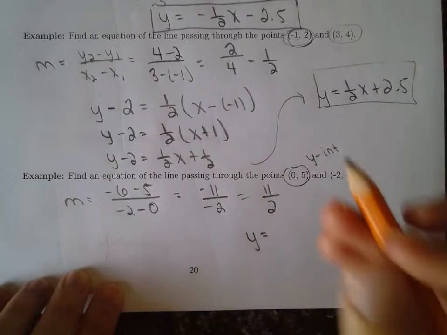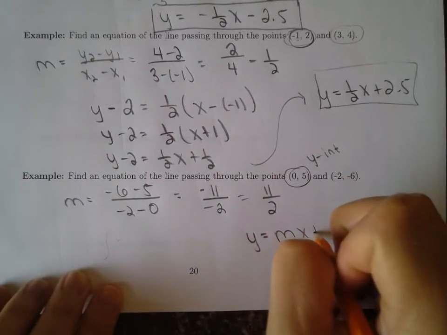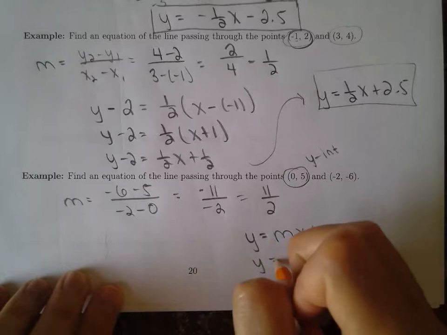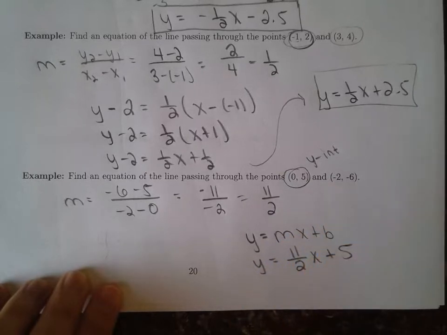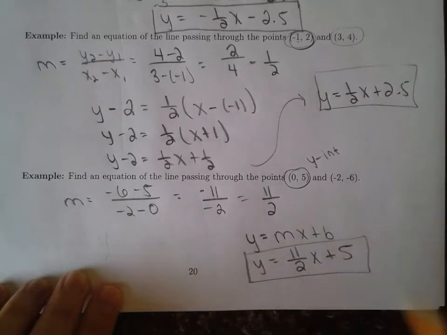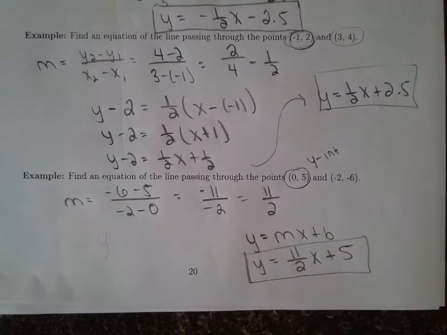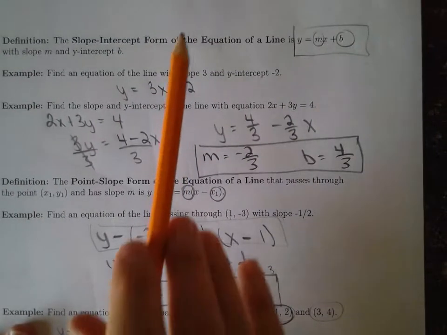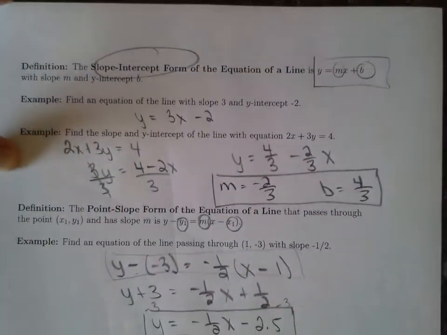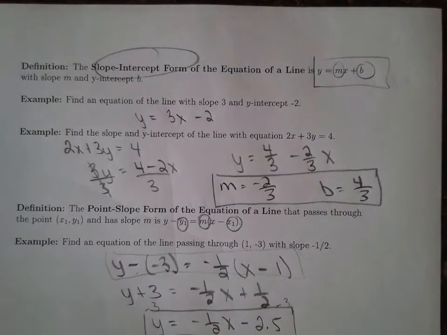So y equals mx plus b. Okay, so y equals m, which we know is 11/2 x, plus b, which we have 5 here. Okay, so slope-intercept form definitely needs to be memorized. I would also memorize this point-slope form. Okay, so both of these forms I would memorize for the exam, especially slope-intercept. You're going to see that one over and over again.